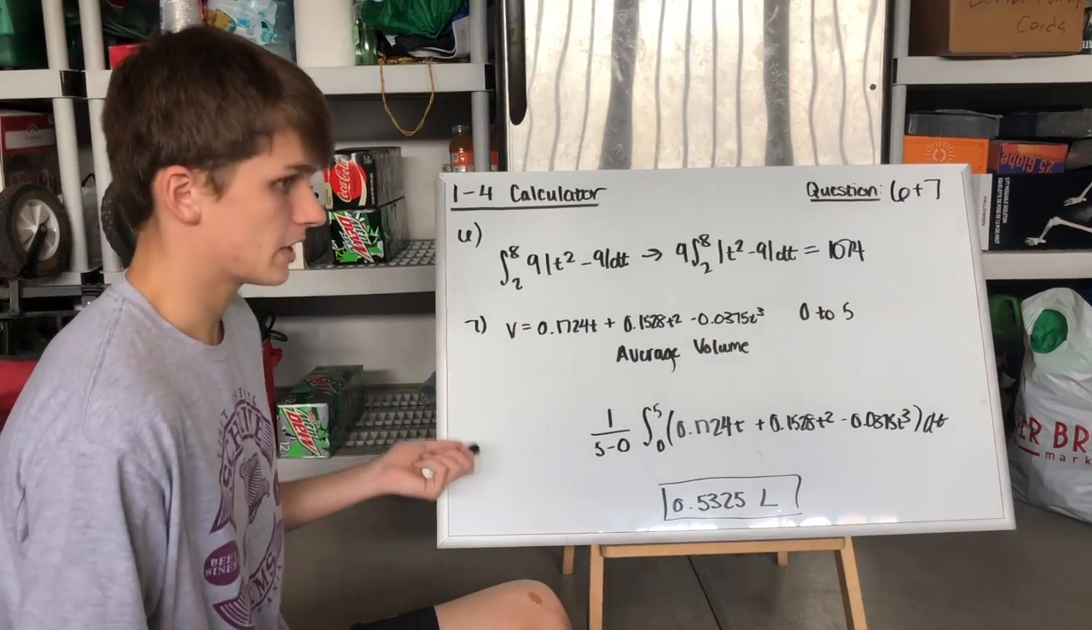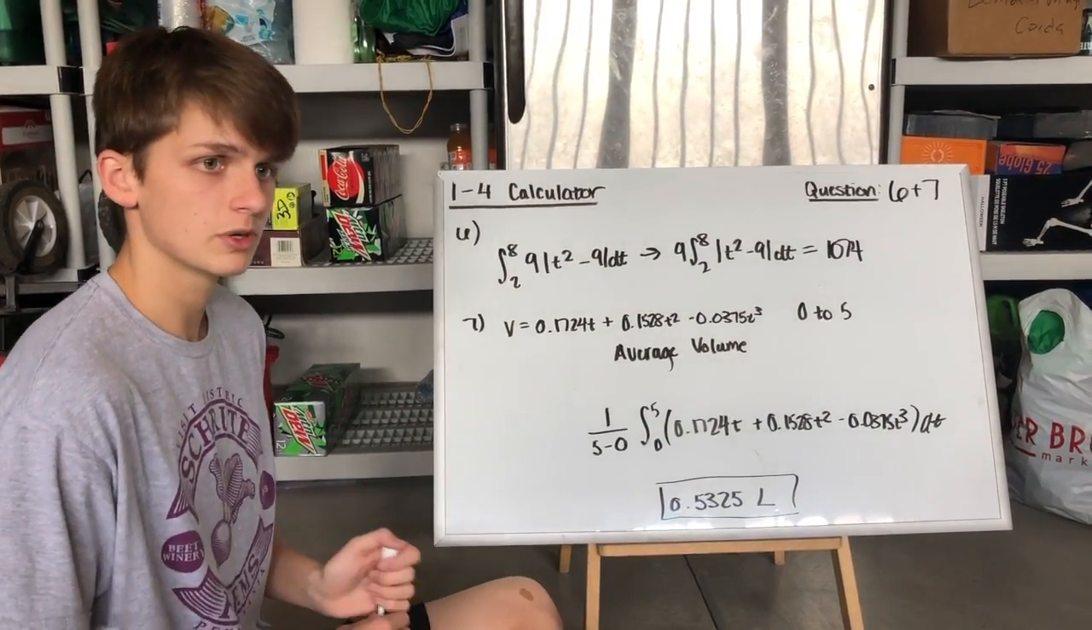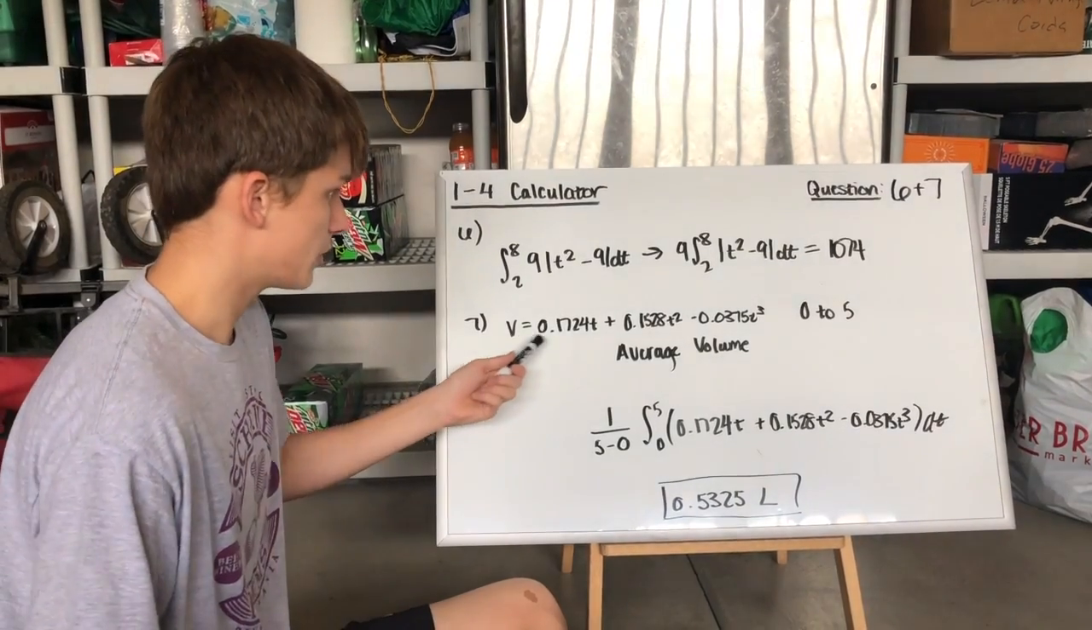For 7, we're trying to figure out the average volume of air pumped into the lungs on a 5-second respiratory cycle. So you're given this volume equation.